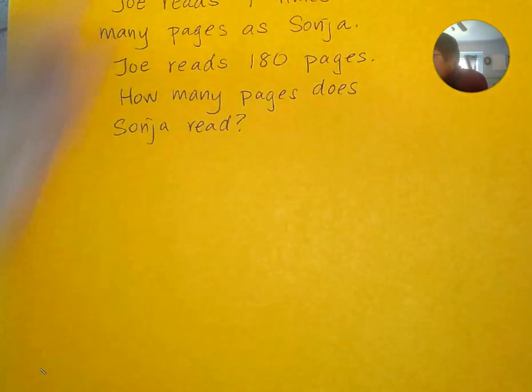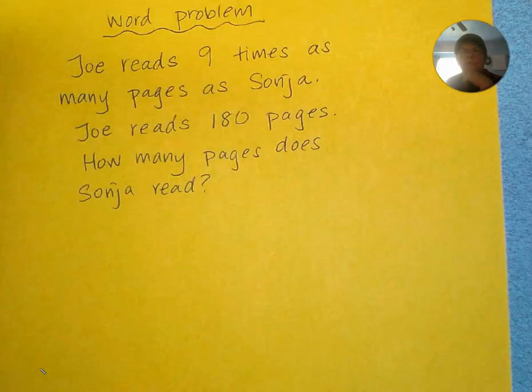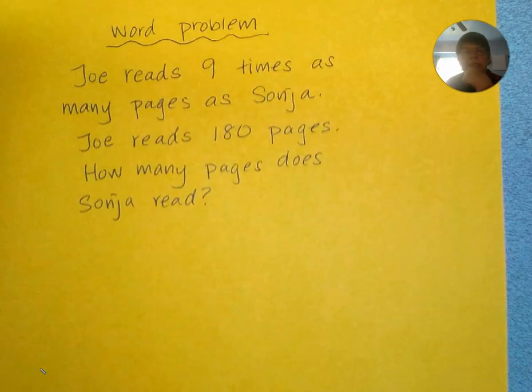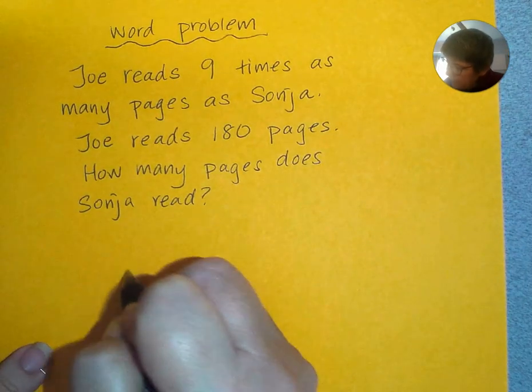And one more word problem. Joe reads 9 times as many pages as Sonia. Joe reads 180 pages. How many pages does Sonia read? Okay, now this is where it helps to draw a tape diagram because word problems can be really confusing, right? So let's try a tape diagram here.